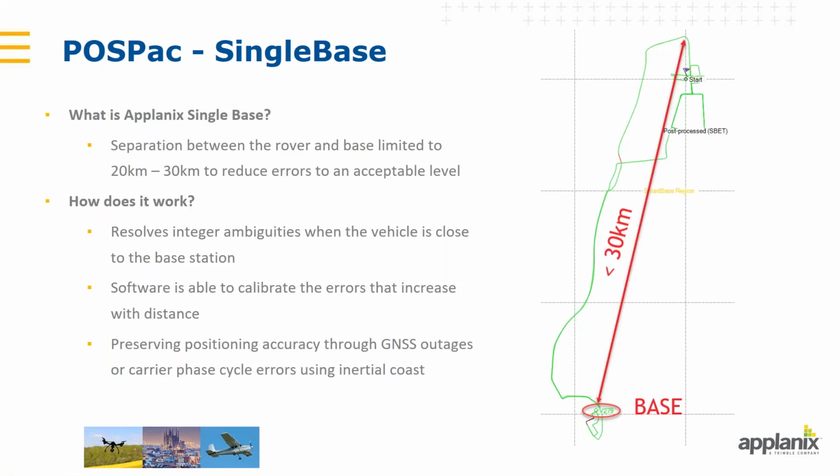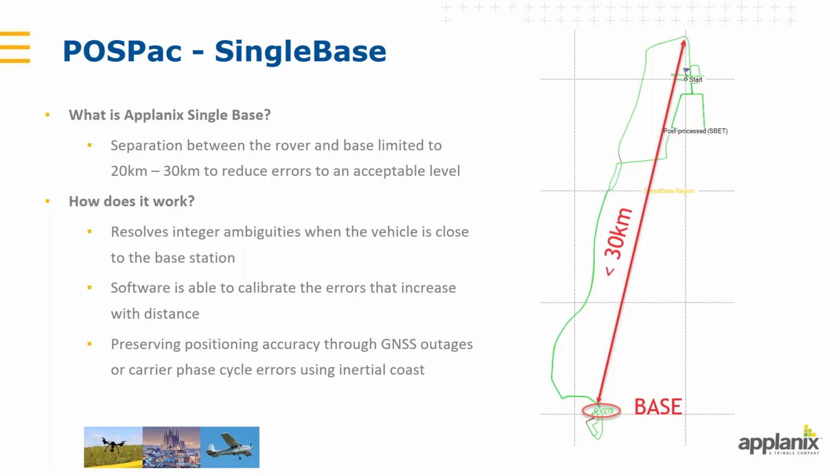So in the next chapter, I would like to talk about the different processing modes which are available in POSPac, and the main difference of these modes is the way how we use the base station or correction data. The first and simplest way to process POS data in POSPac is the single base mode, which utilizes one single base station, which should be located within a 20 to 30 kilometer range of your mission area. The base station itself could be a physical station or a virtual station. This doesn't matter at this point.